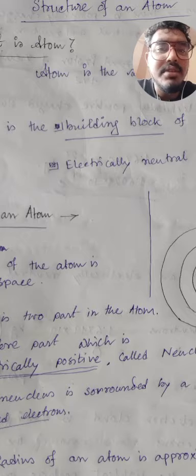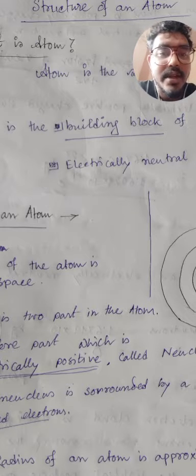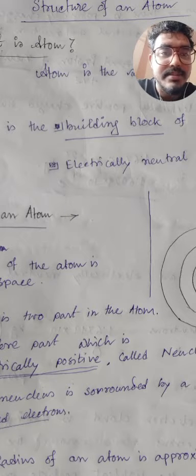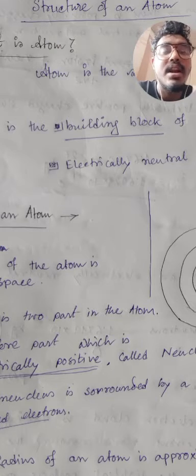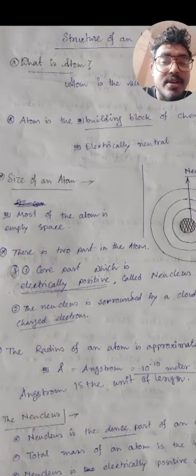What is electrically neutral? The net charge of the atom is zero. The atom is not a positively charged or a negatively charged particle. It's an electrically neutral particle. Now we move to the size of an atom.